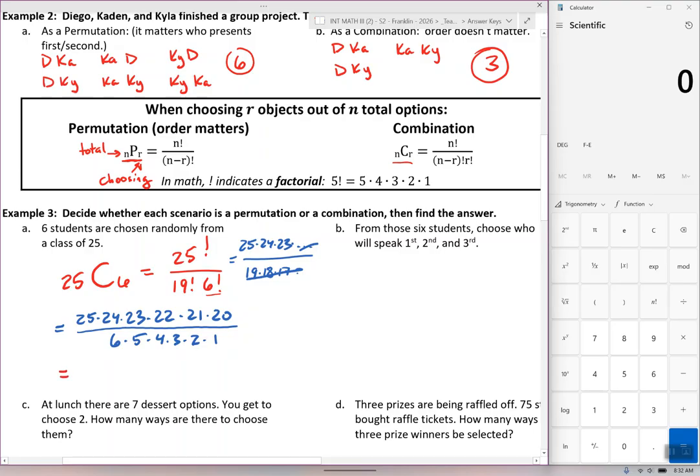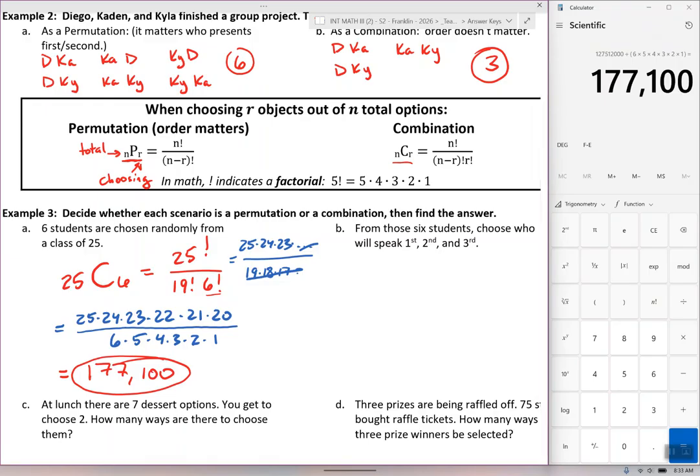So now we just have to multiply these together. 25 times 24, 23, 22, 21, 20 gives me 127,512,000. We're going to divide that by 6 times 5 times 4 times 3 times 2 times 1. And it's going to equal 177,100. Now that's kind of the way you'd work that out by hand.